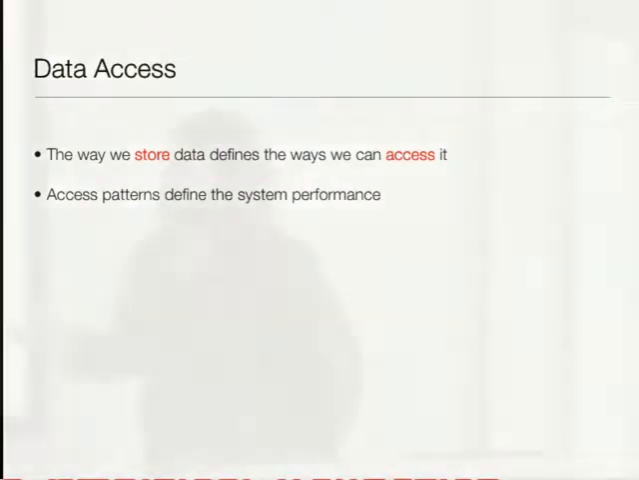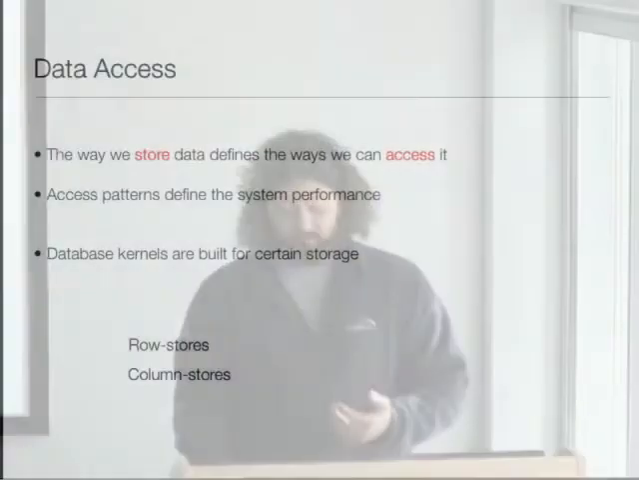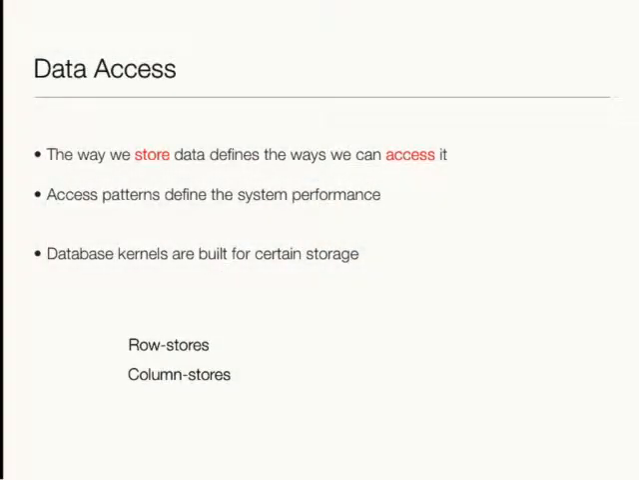Okay, so I want to spend like 3 or 4 slides on column stores versus row stores. The way we store data defines the way we can access it. So every time we write an operator in databases or any kind of algorithm, really, the way data is stored on disk or in memory or in the caches defines the steps that we do. And our database kernels are built this way nowadays. And nowadays we have these nice buzzwords that people are talking about: row stores and column stores, and lately also hybrids.